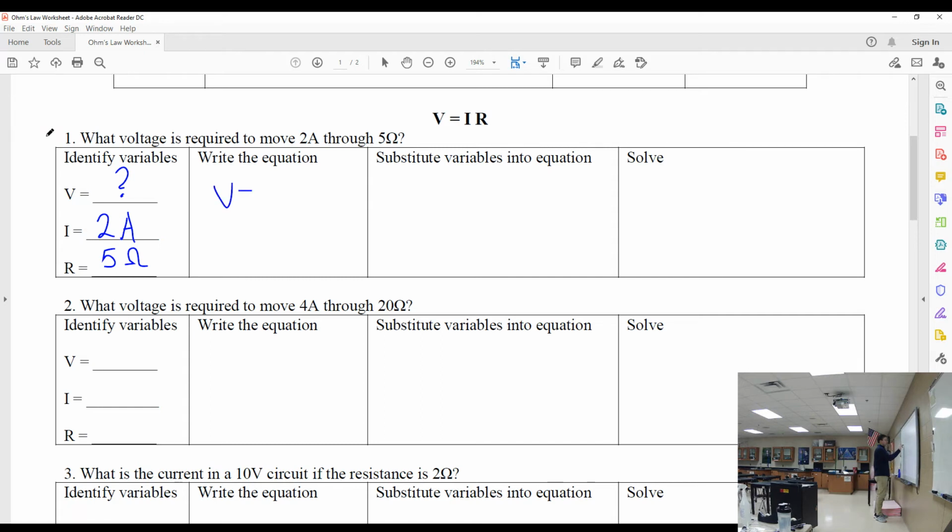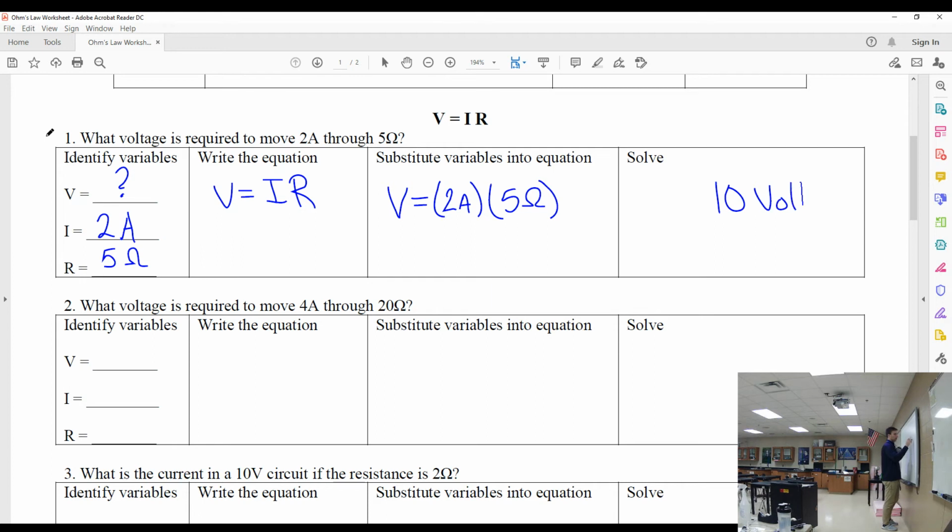So I rewrite my equation, V equals IR. And the nice thing is it's already set up to solve for me. I'm solving for voltage. I don't need to do any rearranging. Plug it in. V equals I, which is 2 amps, times my resistance of 5 ohms. 2 times 5 is equal to 10, right? And I know an amp times an ohm is a volt. That is my answer. Pretty easy types of problems. We've done lots of things like this.